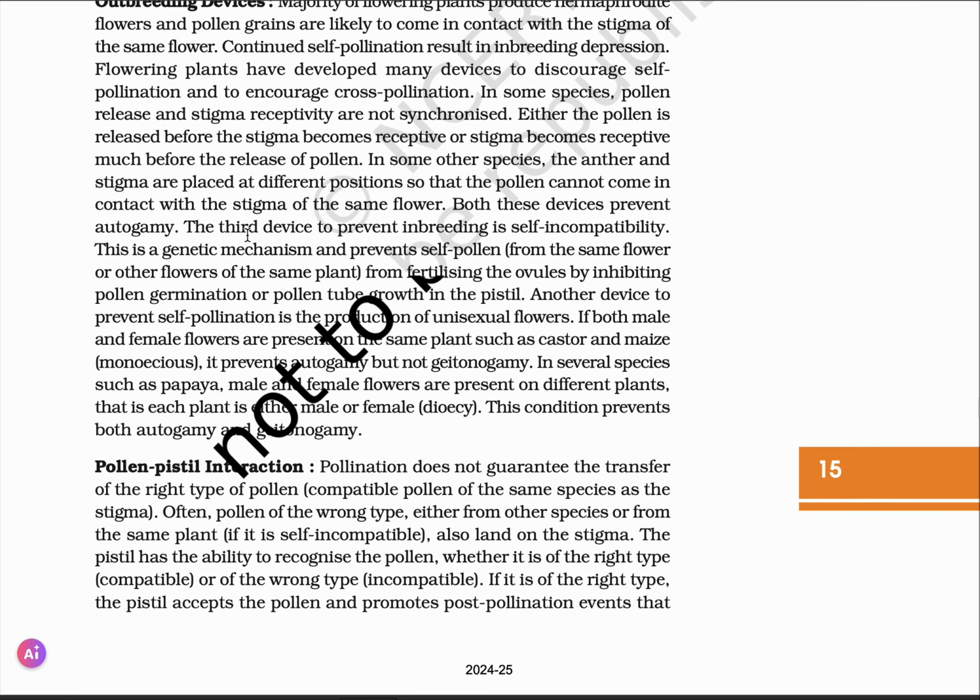Okay? Then the third device to prevent inbreeding is self-incompatibility, which prevents geitonogamy as well as autogamy.